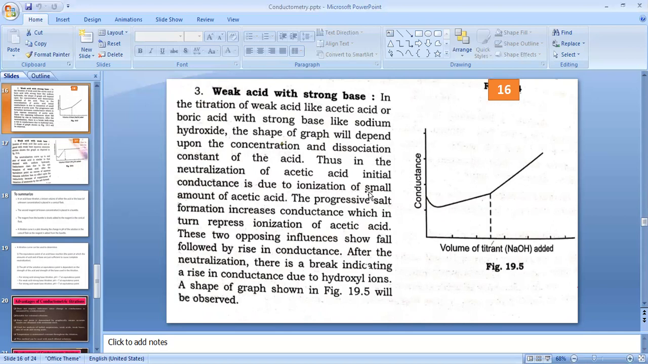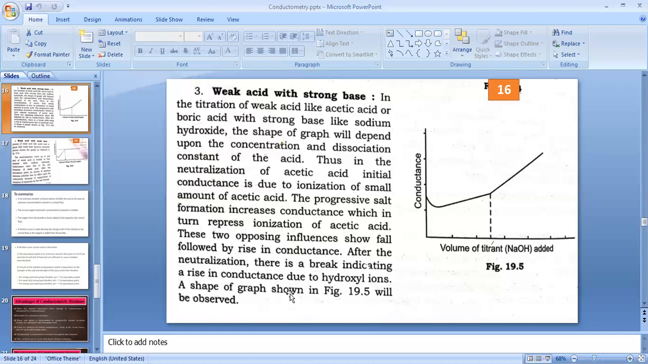Conductance is due to the ionization of a small amount of acetic acid, but as the titration progresses, salt formation increases. That is, all of the acetic acid will get consumed by the strong base, sodium hydroxide. Due to the consumption of the weak acid with strong base, there will be a rise in conductance. The rise in conductance is due to the presence of OH of the strong base, sodium hydroxide. So these two opposing influences show a fall followed by a rise in conductance. After the neutralization, there is a break. This point indicates the neutralization. The break indicates a rise in conductance due to the hydroxyl ion.